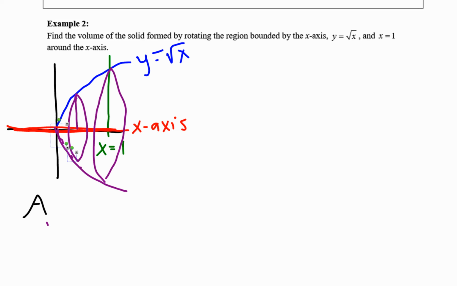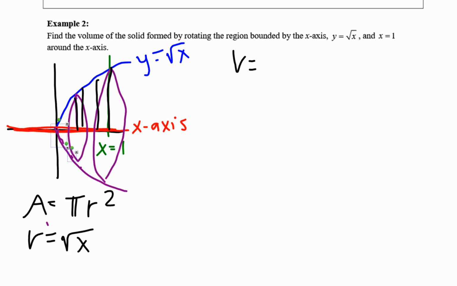The area of each of these disks is pi times the radius squared. The radius in our case, we start there, or maybe it would be here, or here. So the radius is square root of x. We're rotating around the x-axis. These are perpendicular to our axis of rotation, so we can use this perpendicular method.